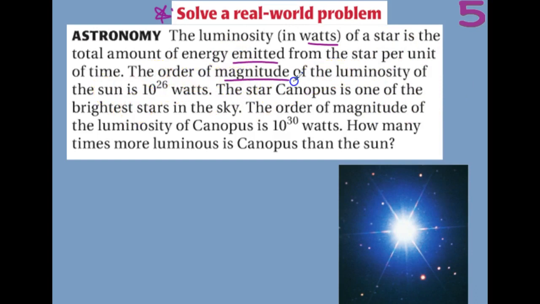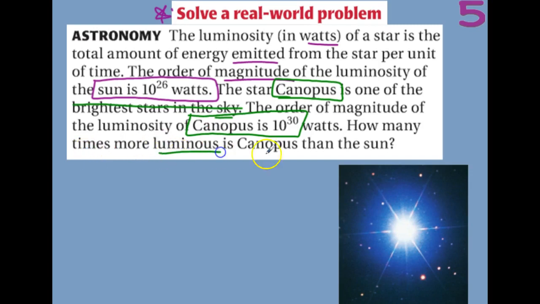It says the order of magnitude of the luminosity of the sun is 10 to the 26th watts. The star, Canopus, is one of the brightest stars in the sky. Cool, but we don't really need to know that. It just tells us now that the order of magnitude of the luminosity of Canopus is 10 to the 30 watts. So the sun is 10 to the 26 watts, and the star Canopus is 10 to the 30 watts. How many times more luminous is Canopus than the sun?